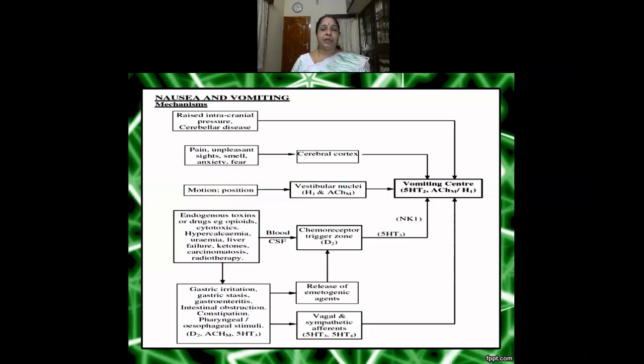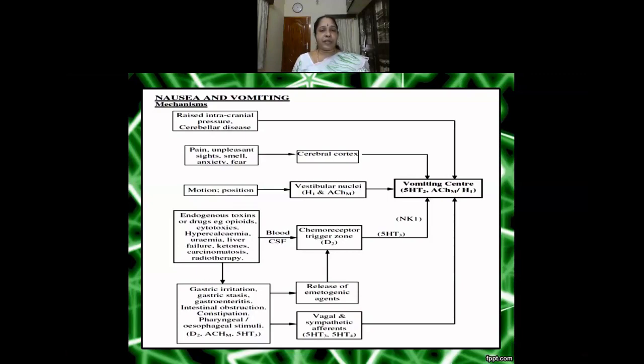Motion or position. When we are moving or when we are in an abnormal position, these two can affect the vestibular nuclei, which is present in the inner ear. It affects the vestibular nuclei, and this can stimulate the vomiting center located in the brain, leading to nausea and vomiting.